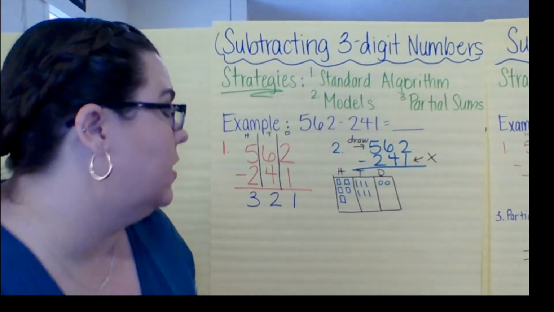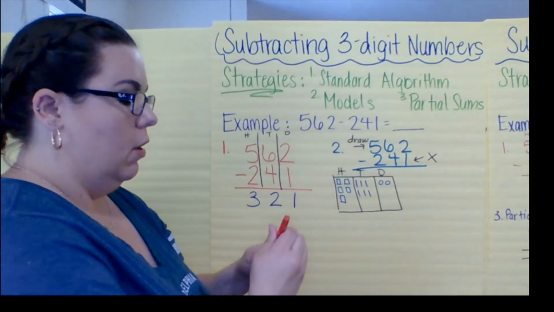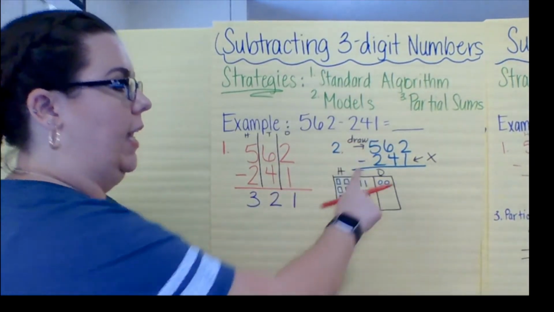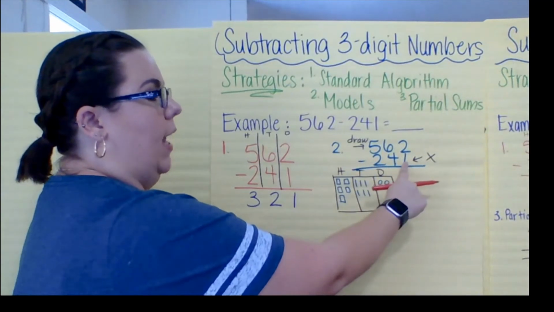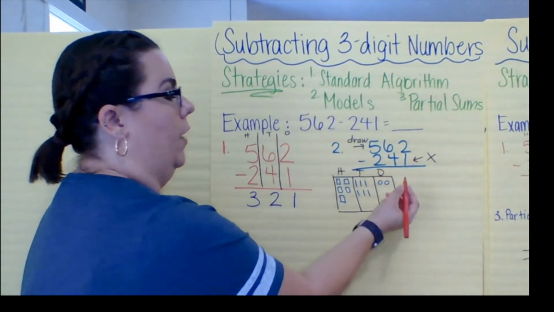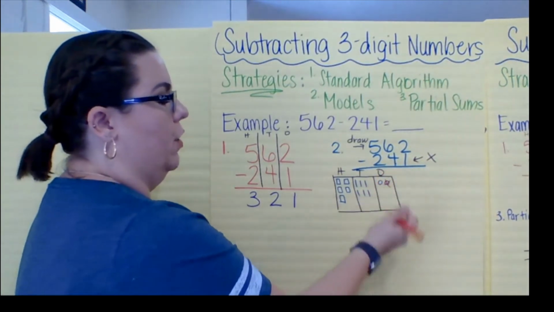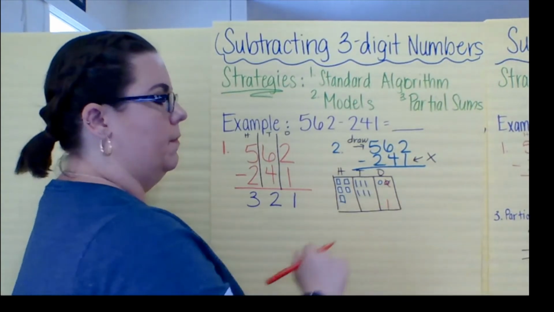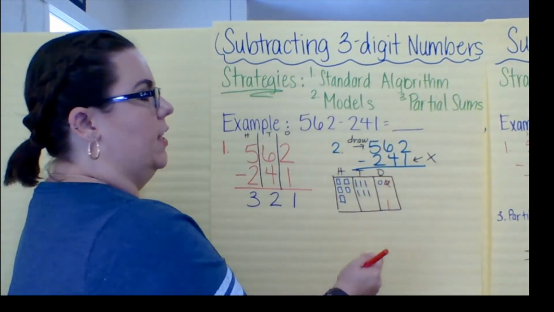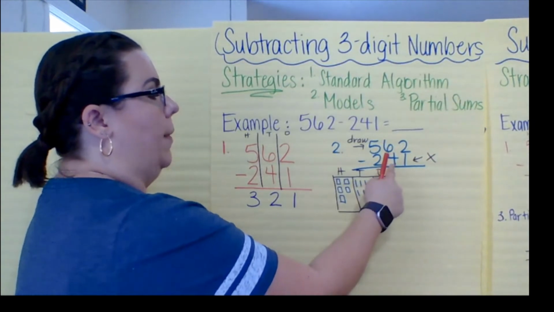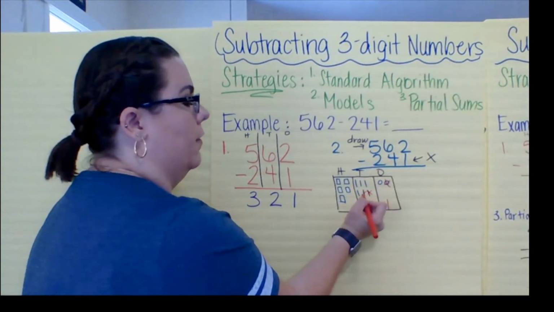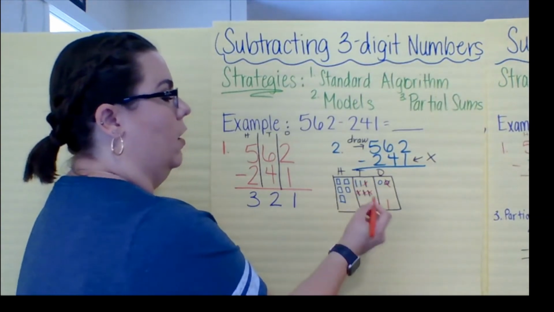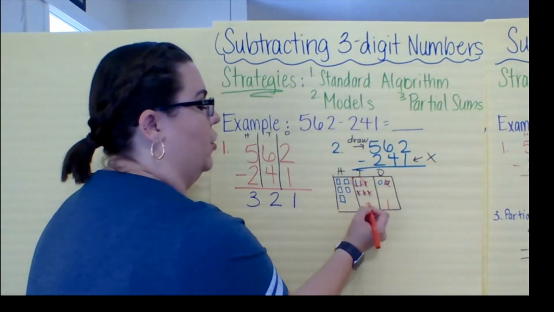Now, to do the X's, we're going to go right back where we were on the bottom of the problem, second number. Just start here. I'm going to go to the ones place. How many do I cross out? 1. How many are left over? 1. Simple. Now go over to the tens. How many do I have? 6. How many do I cross out? 4. 1, 2, 3, 4. How many are left? 2.